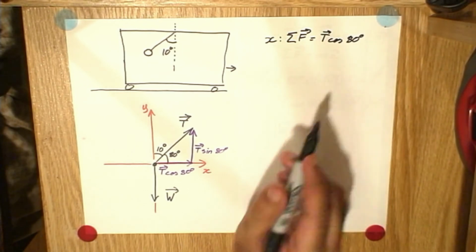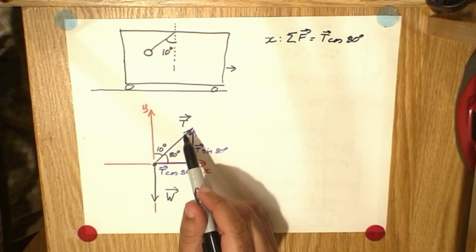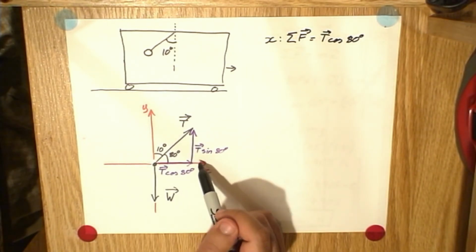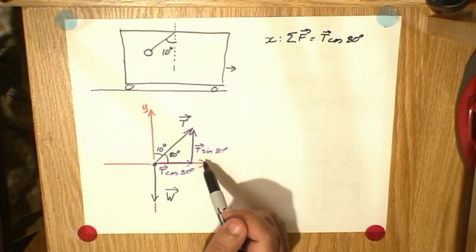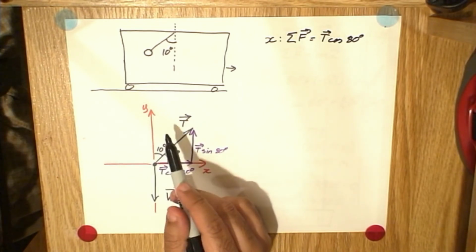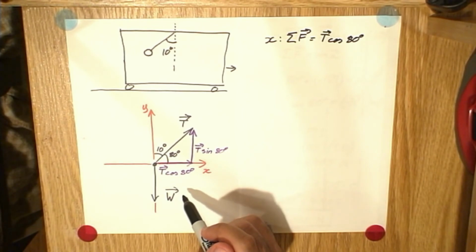That's the only force. Remember, once we have converted a force from polar to Cartesian, we only deal with the Cartesian parts. We never deal with the original force anymore. So it's only the sine and the cosine which become important.